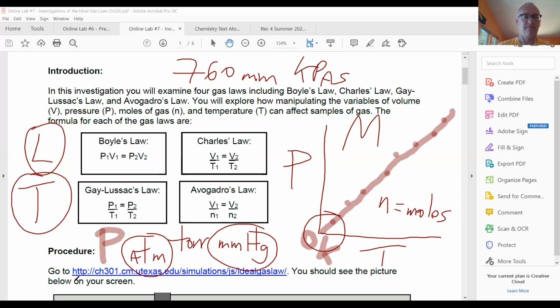Okay. Oh, one question. How come we don't feel atmospheric pressure? Atmospheric pressure is actually a lot of pressure. How come we don't feel it?